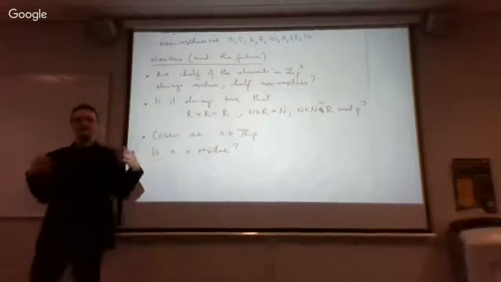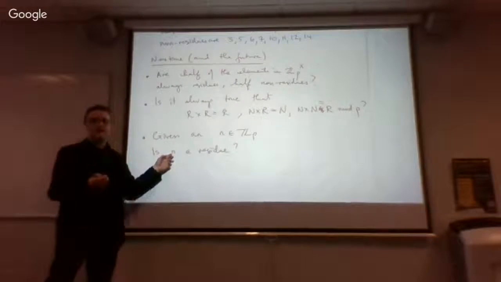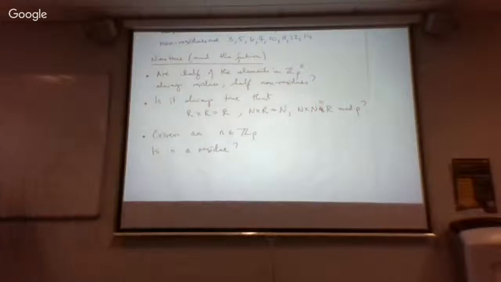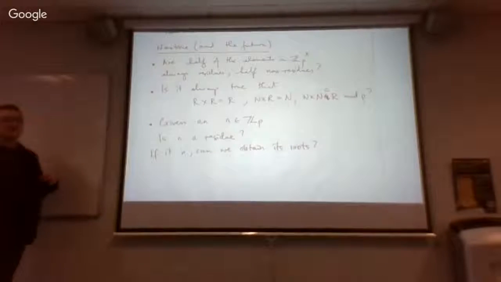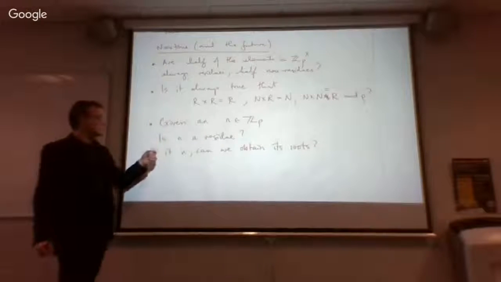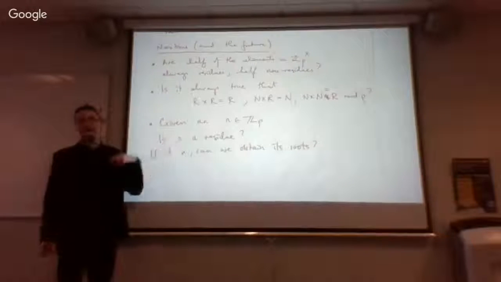Is there any other way that we could start to understand the answers to this question? Why is n sometimes a residue? Why is it sometimes a non-residue, modulo different primes? And if it is, can we obtain its roots? If we do decide it's a residue, is there a non-naive way of obtaining the elements that are its square roots, obtaining the other numbers such that when you square them, you get n?